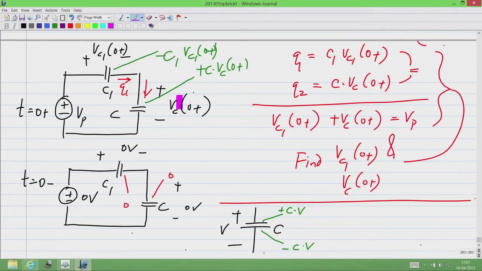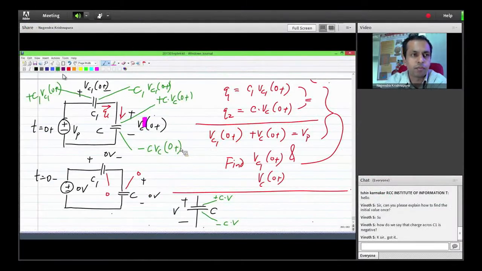Here, I have a capacitor C1 with a voltage VC1 defined in this polarity. So, the charge on this plate will be plus C1 times VC1 of 0 plus, and the charge on this right side plate will be minus C1 times VC1 of 0 plus. Okay. Similarly, here the charge on this plate will be minus C VC of 0 plus. Okay. Any other questions?